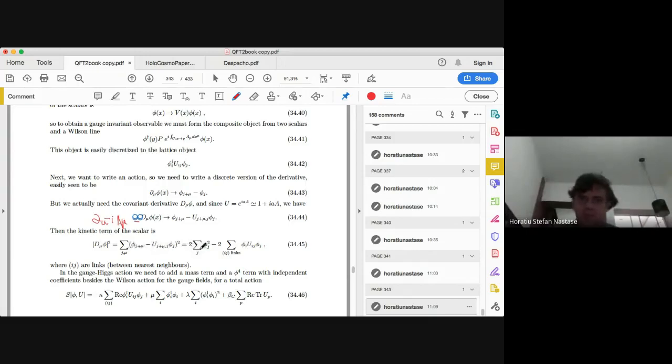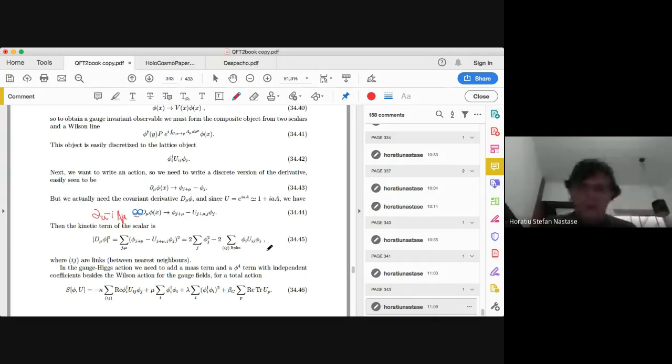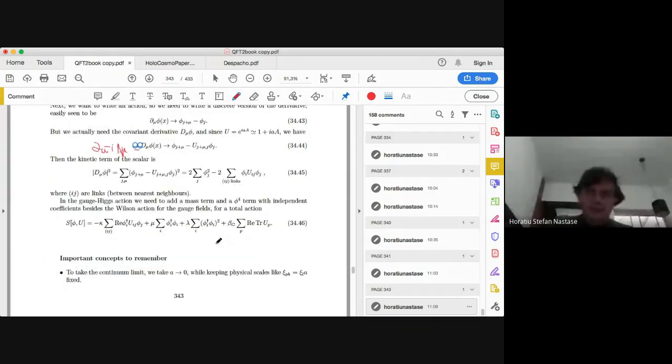Then this thing is twice the sum over j of phi j squared, and then the cross term is non-trivial, minus 2 times the sum over links i j of phi i u ij phi j. Okay, so this would be the kinetic term, but then for the Higgs term, I would also need to add a mass term, which would be a coefficient times the same.